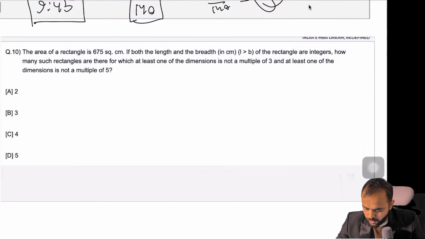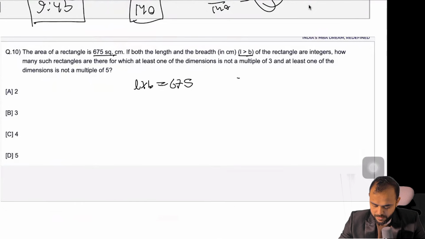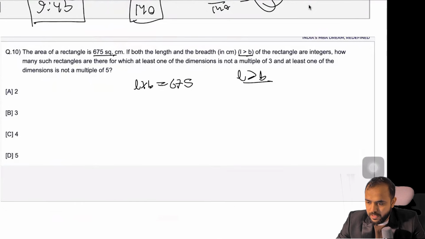All right, so let's move on to question number 10. Area of a rectangle is 675. So length into breadth is equal to 675. Length is given to me as greater than the breadth, which is also the convention. How many rectangles are there for which at least one of the dimensions is not a multiple of 3 and at least one of the dimensions is not a multiple of 5?